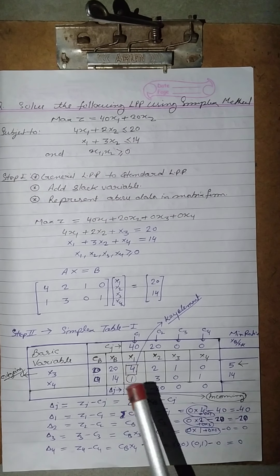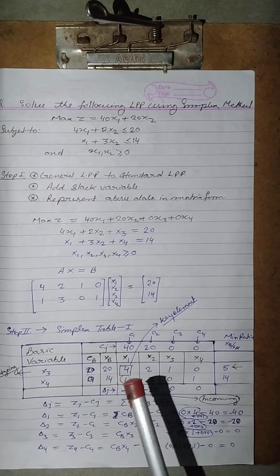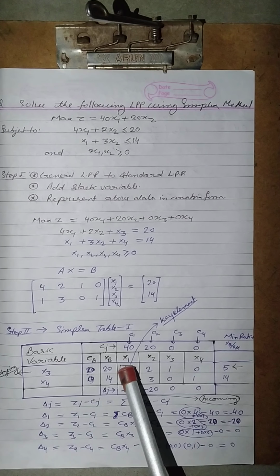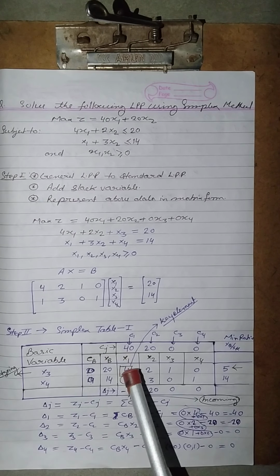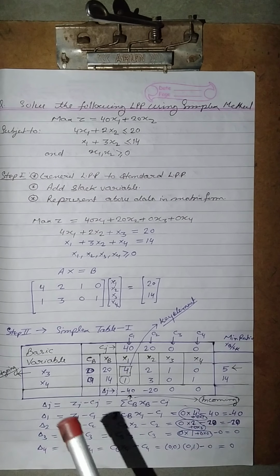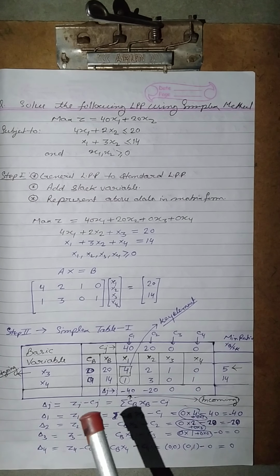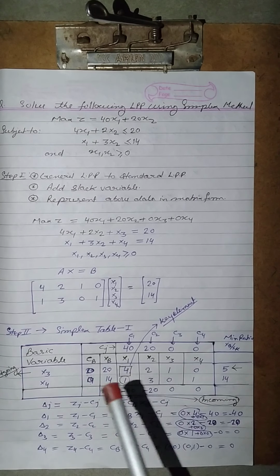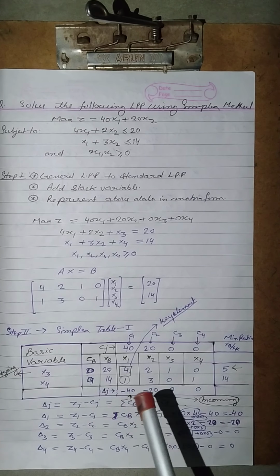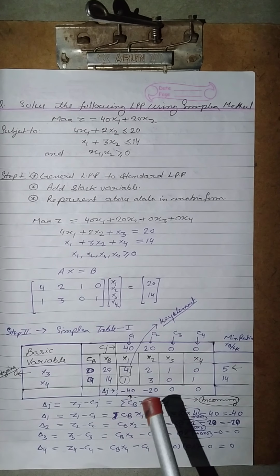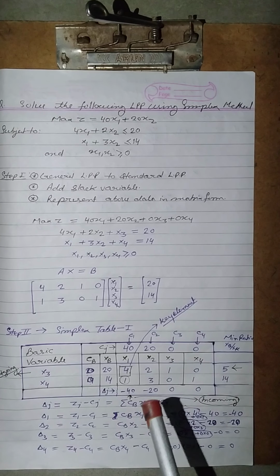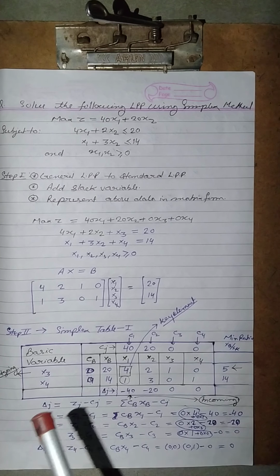The key element is at the point of intersection of the incoming column and the outgoing row. The key element is 4. In the second simplex table we use this key element to construct the table, because not all the delta j are greater than or equal to 0, so the solution of this question is not optimal according to the rules in our previous lecture.